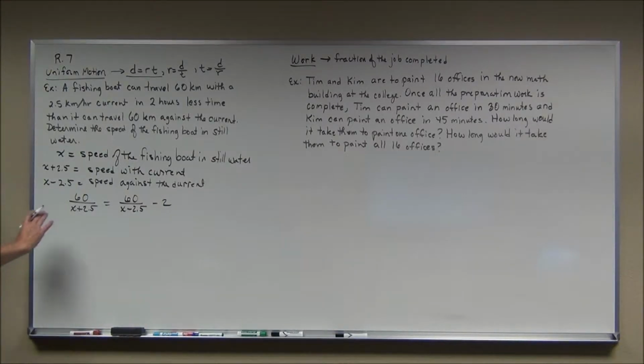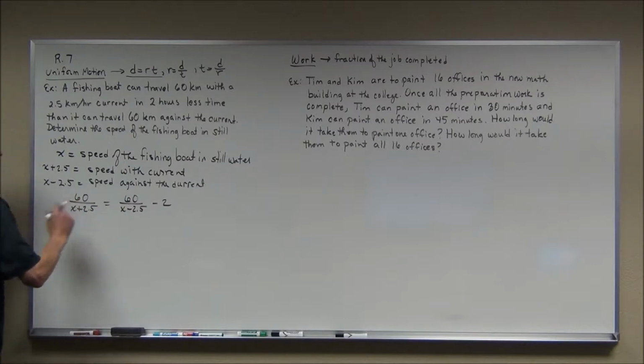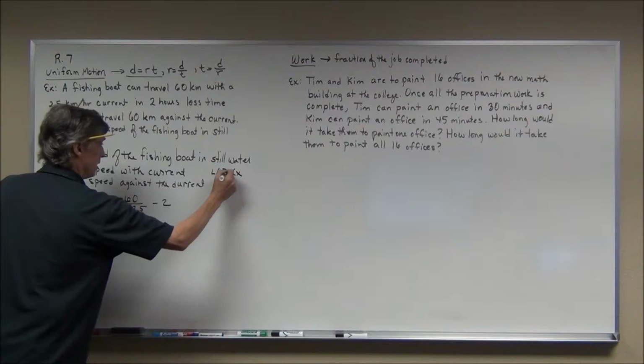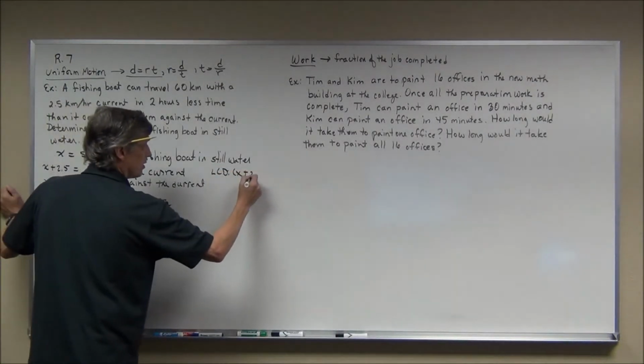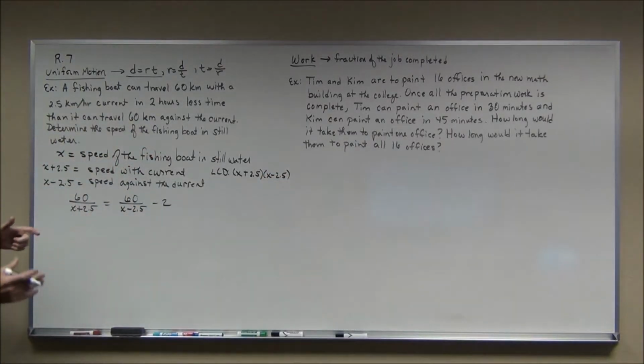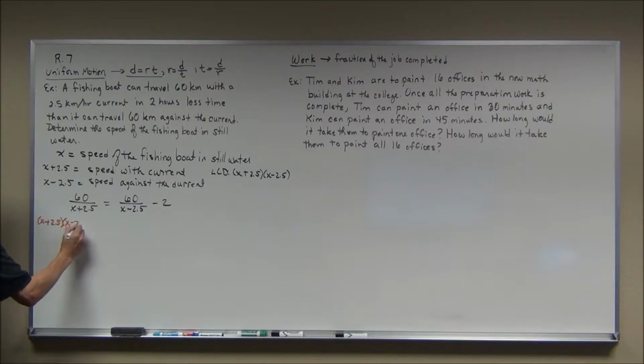So now I have a rational equation. We've done these before. I'm going to multiply both sides of this equation by the LCD so that I can get this equation without fractions. My LCD here is going to be x plus 2.5 times x minus 2.5, which are conjugates, so that's going to be convenient for us, I hope. And I'm going to multiply both sides by that. Let me grab a different color here to emphasize that I'm multiplying x plus 2.5 times the quantity x minus 2.5 times the left side.